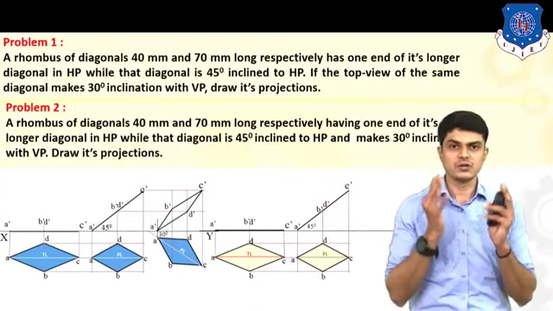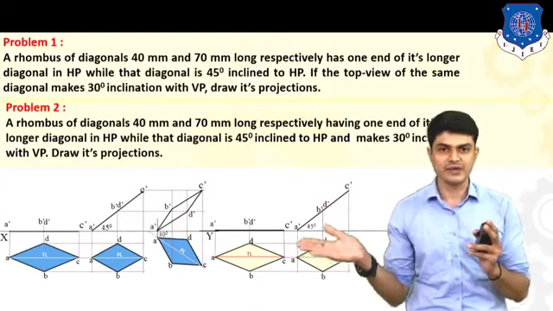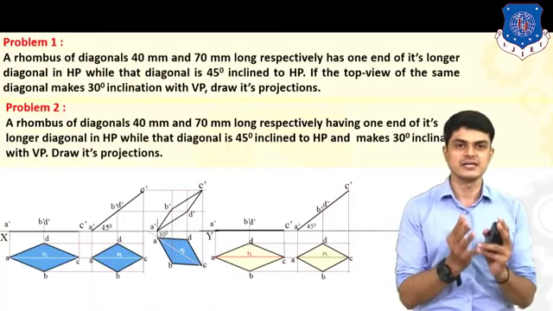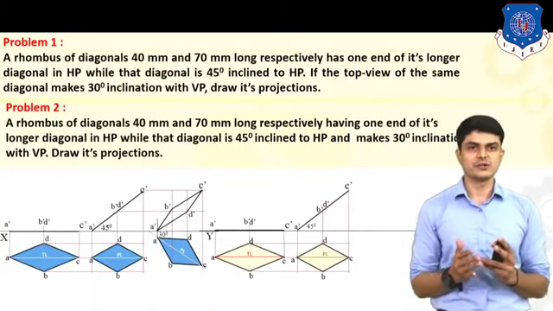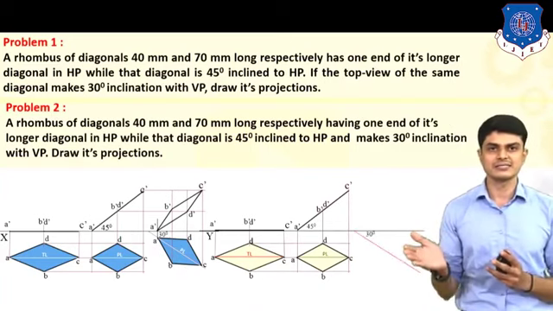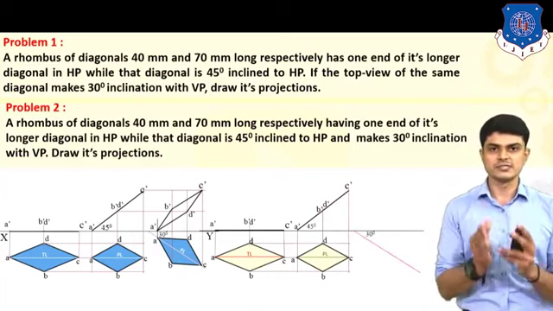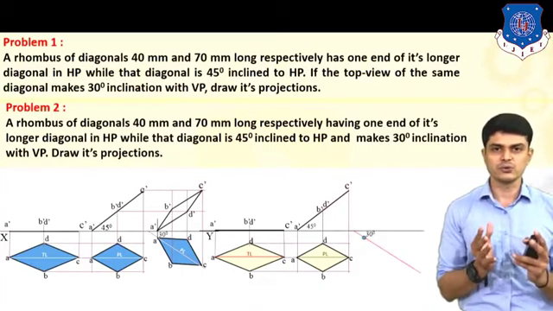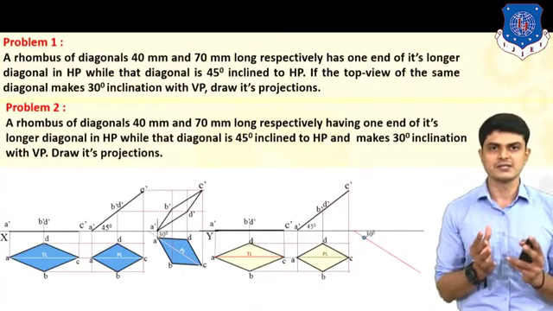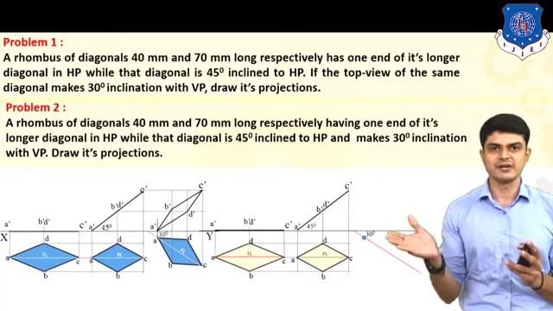So we should draw the actual longer diagonal, that means this red line, at now 30 degree angle. So let us start our problem by drawing this longer diagonal at 30 degree. So I will draw this line at 30 degree to VP. So this is your true length. So I have drawn this true length. For drawing the true length, we should first select a point somewhere here on this line.